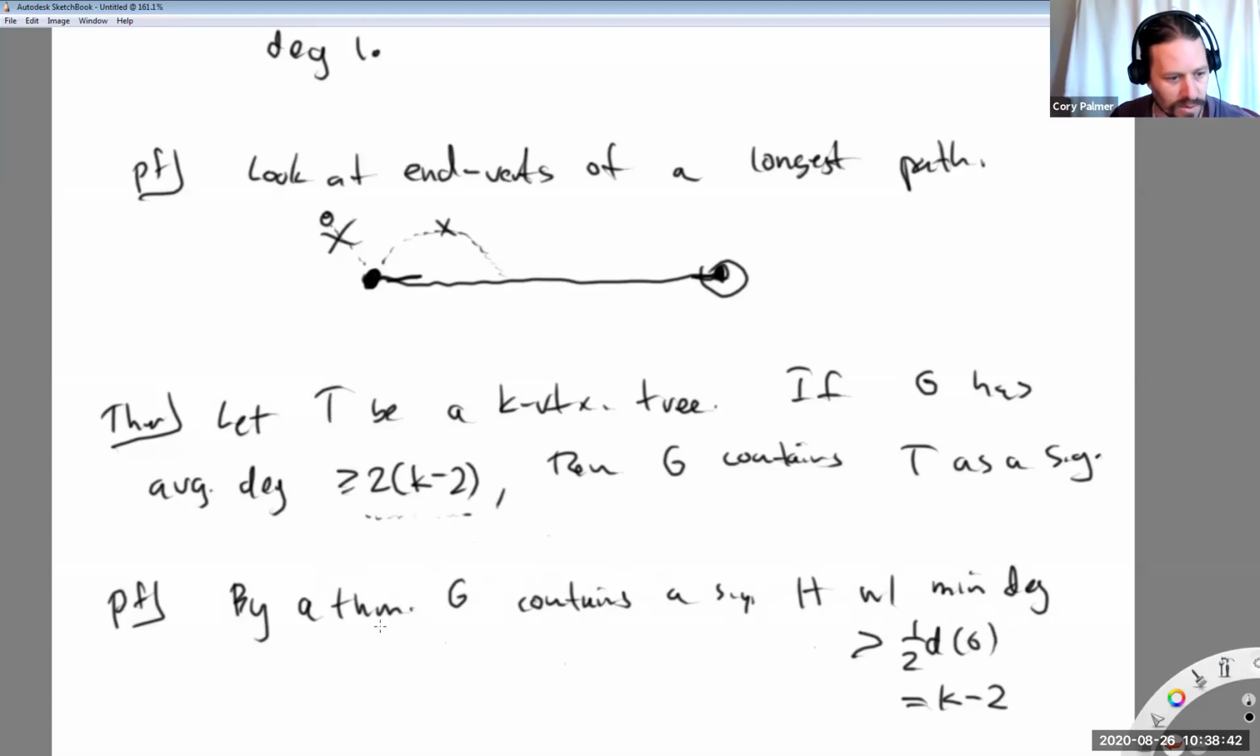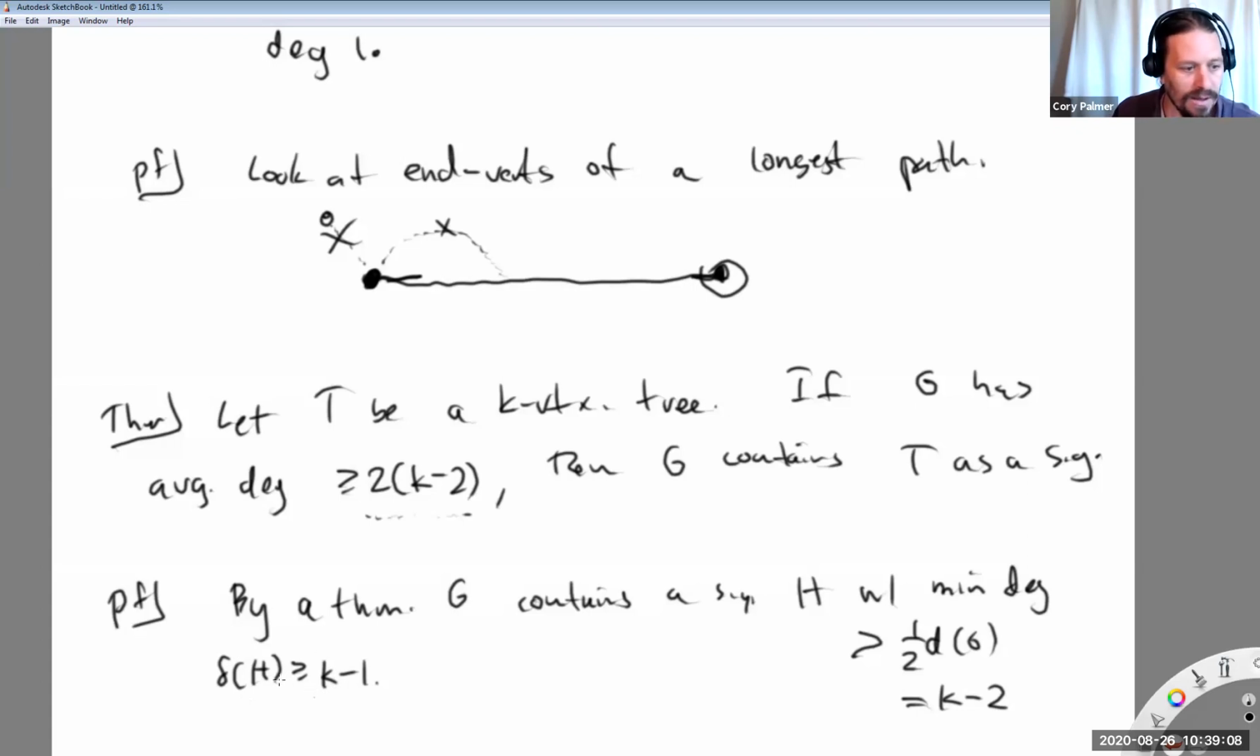So the minimum degree of H is strictly greater than k minus 2. Since k minus 2 is an integer, it means it's greater than or equal to k minus 1, right? The minimum degree is an integer. Average degree might not be an integer, but minimum degree is. So if I'm strictly more than k minus 2, I'm at least k minus 1. I get that free jump by 1. Okay, so I have a subgraph in it that has a nice minimum degree condition.